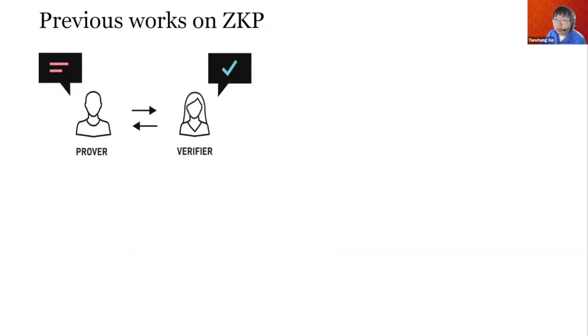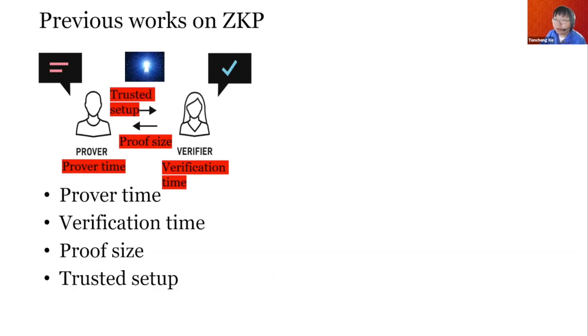There are many works on zero-knowledge proofs in the previous decade, in this decade. Mostly they focus on these four criteria: the prover time, verification time, proof size, and whether there is a trusted setup. The prover time is defined to be the time consumption of the prover to generate the proof. Verification time is simply the time consumption of the verifier. And proof size is the size of the communication between prover and verifier.